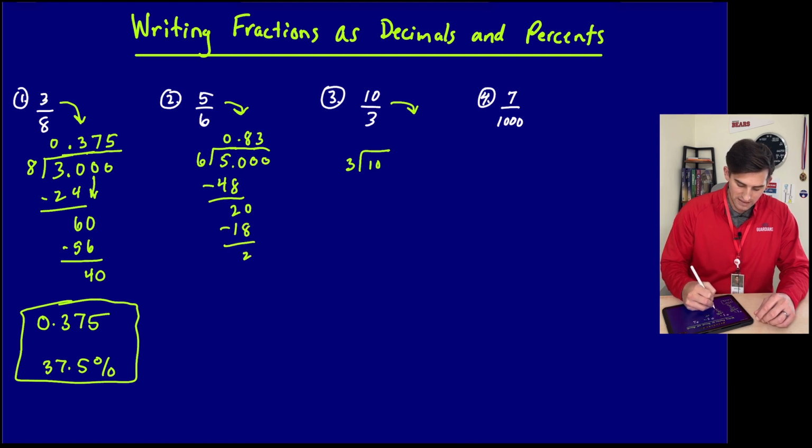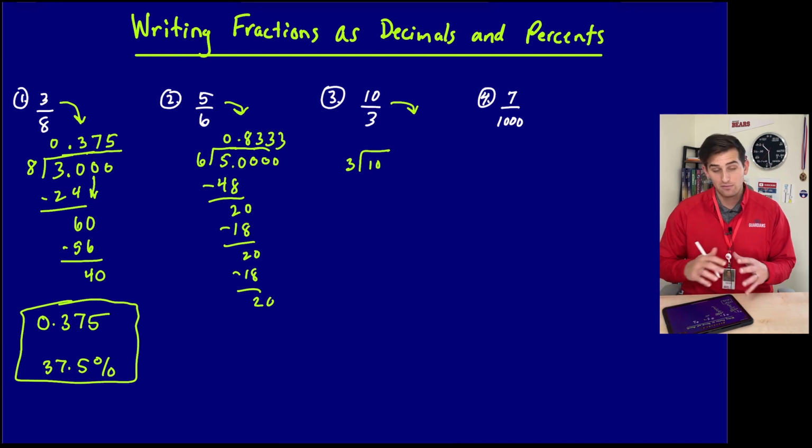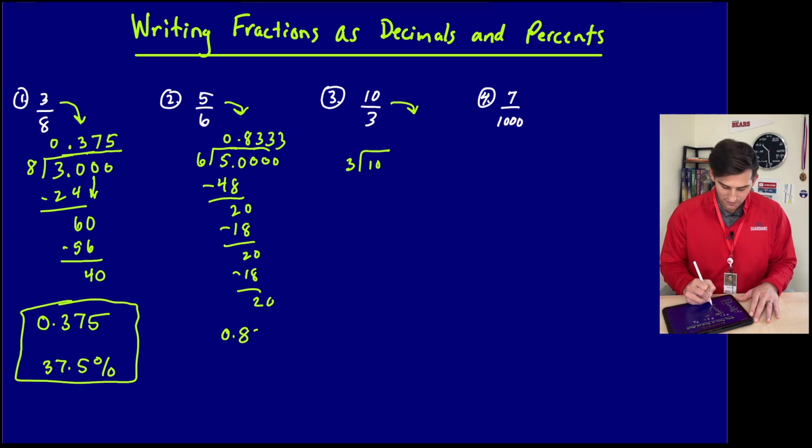Okay, but now notice what's happening. We're going to get another 3. This is 18. Okay, 0. This is going to keep going on forever, right? No matter how many times I divide in my answer, it's just going to continue to give me a 3. So we could write this as 0.83 repeating.